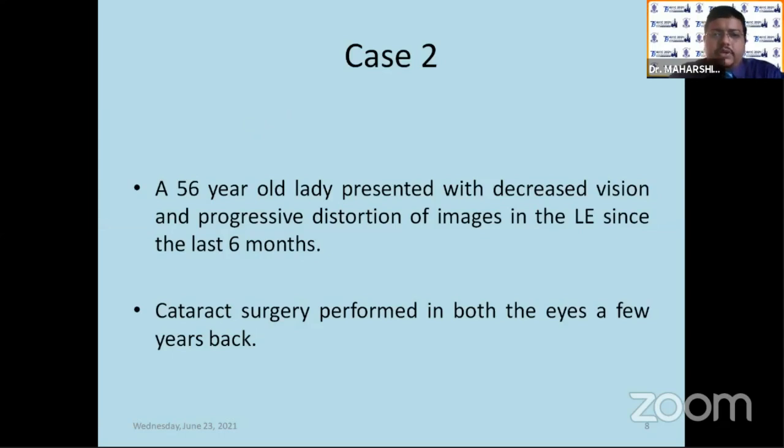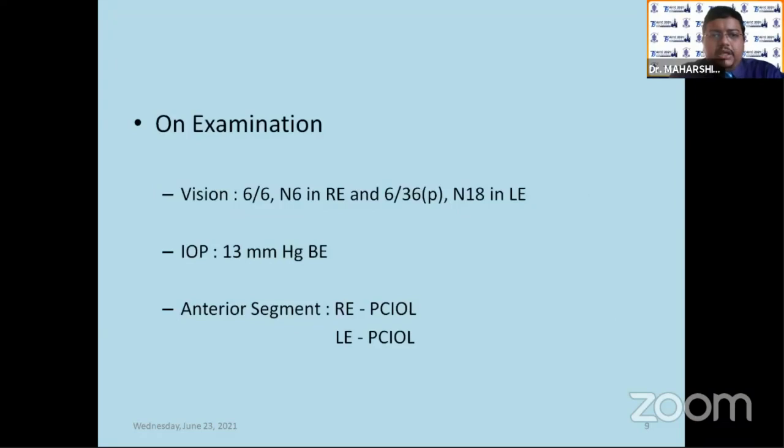A 56-year-old lady presented with decreased vision and progressive distortion of images in the left eye since the last few months. Again, cataract surgery was the only significant history, in both eyes, a few years back. Her vision was quite normal in the right eye, but in the left eye there was a significant drop of vision. She was having 6/36 partial and N8. IOP was again quite normal.